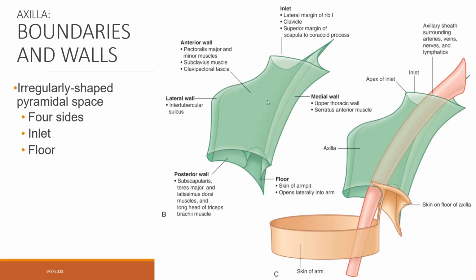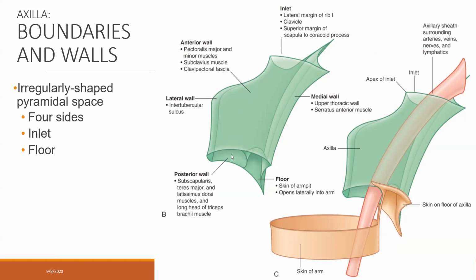Okay. Now, the anterior wall, there will be muscles that will be encasing each of the anterior, posterior, lateral, and medial walls. For the anterior wall, you will have the pectoralis major and minor muscles, as well as the subclavius muscle that's sometimes back here, as well as the clavipectoral fascia. That is going to be the fascia that is going to be accommodating the pectoralis major and minor muscles. So those components are going to make up the anterior wall of the axillary fossa.